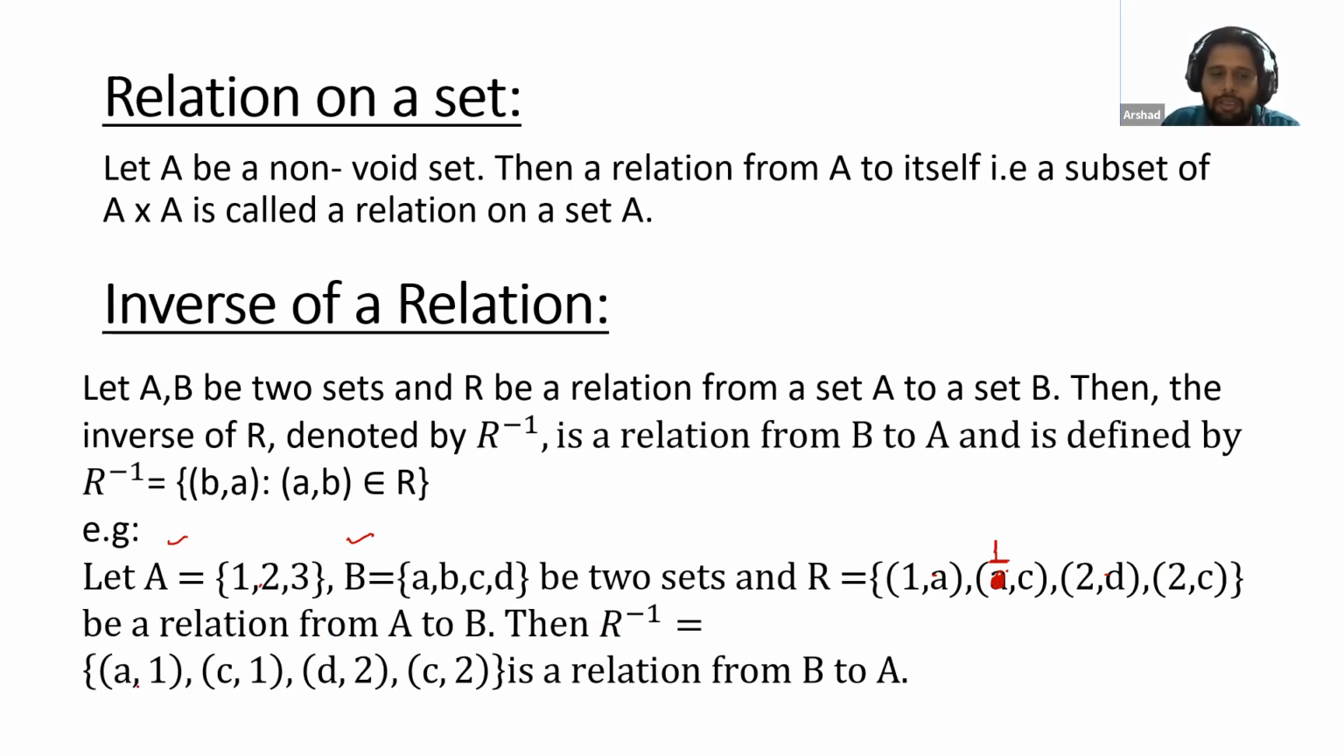R inverse will be the opposite of this. So 1A is here, we write the opposite of this, which becomes A1. 1C is here, we write the opposite, C1. 2D is here, opposite of this, D2. C2 is here, opposite of this, 2C. So if we have this relation, then the inverse of this will become like this.